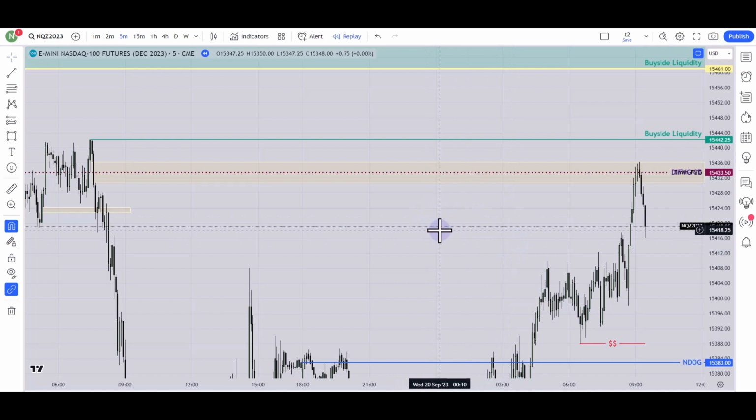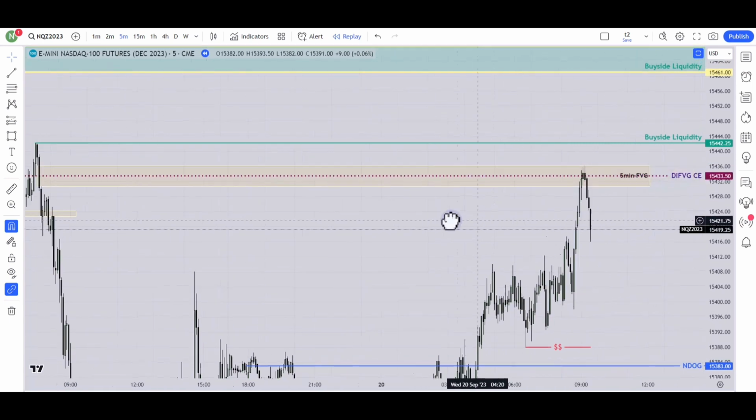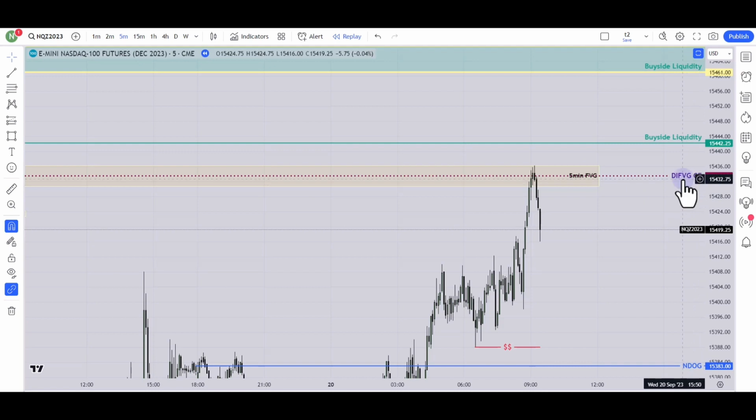That's enough chit chat. Let's go to the chart. Here is the 5-minute chart, and I'm using the replay mode just before the 9:30 opening. I will show you from there so that I can explain everything. This is the 5-minute fair value gap and also the consequent encroachment of the daily high fair value gap.